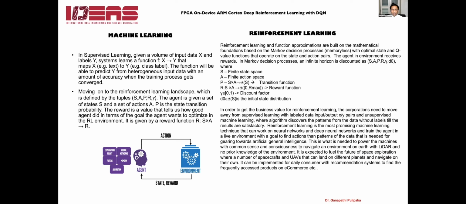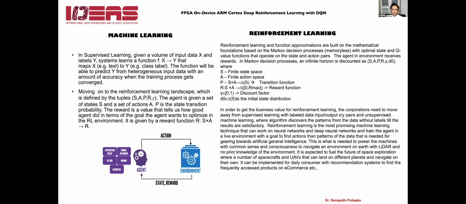In supervised learning, primarily you're going to have a volume of input data. It could be an array of numbers, an array of text, or vectors, anything that you want to take as input data. Then you're going to have different types of labels for it, and the system learns the function and maps it. Let's say here a text, and then you're going to have multiple columns. Each text column will have a separate class label, and the function will now be able to predict the output Y from heterogeneous input data.